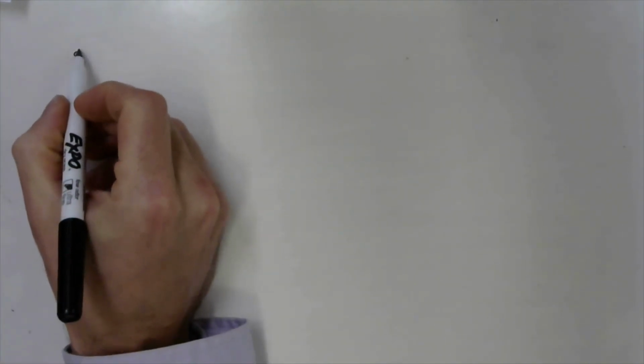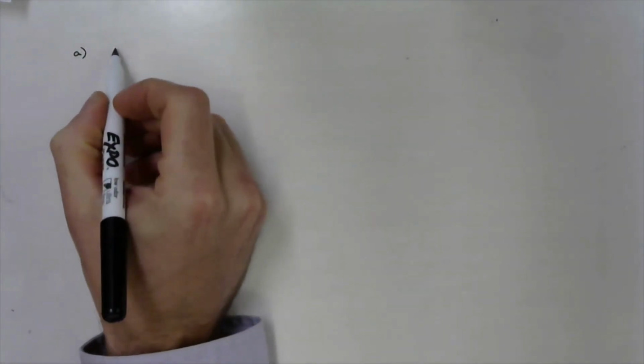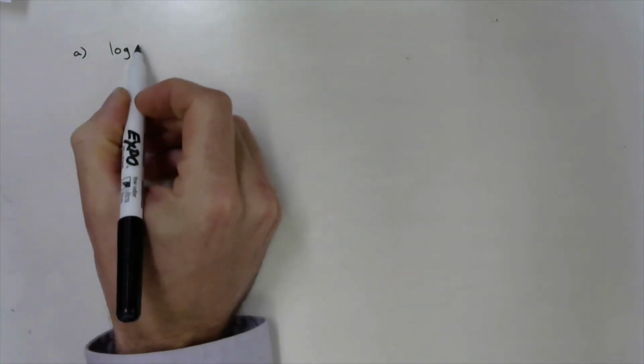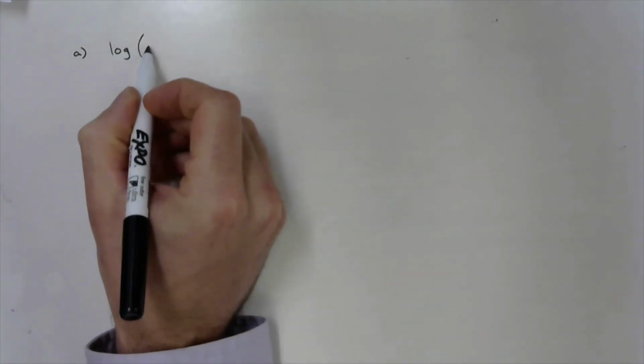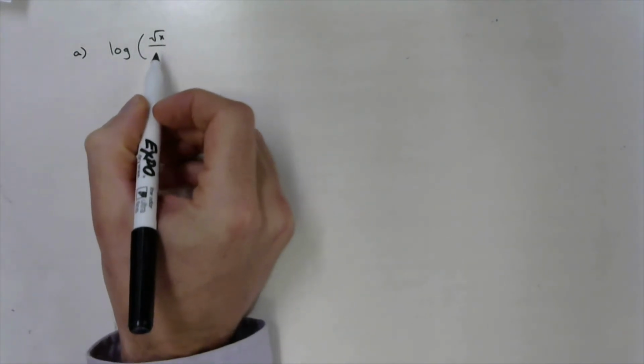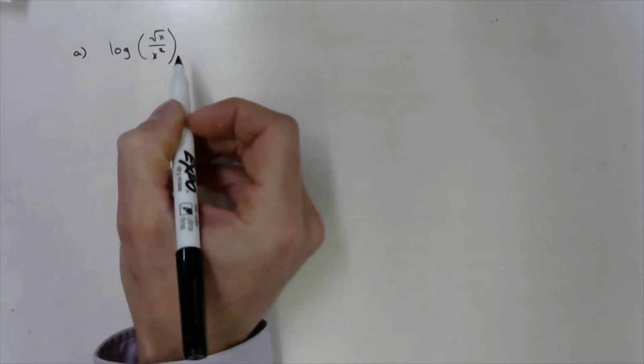All right, in example 4, just more simplifying. So we've got a, which is the log of, and then a big bracket with a numerator of radical x and a denominator of x squared. Now there are 2 strategies that could be used to simplify this. Can you identify the 2 strategies? I'll give you a hint. They both start with quotient law.